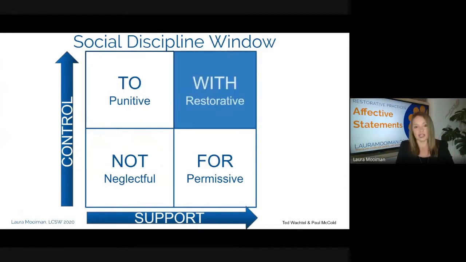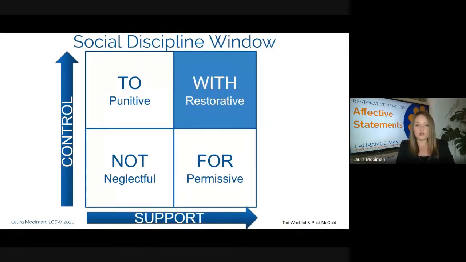And where we want to land when we communicate with our students and each other at work is with. So really seeking to understand, how are they feeling? Why are they doing what they're doing? And learning from them. And that would be how we're talking about affective language, the way we communicate.